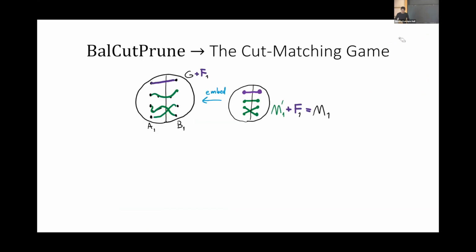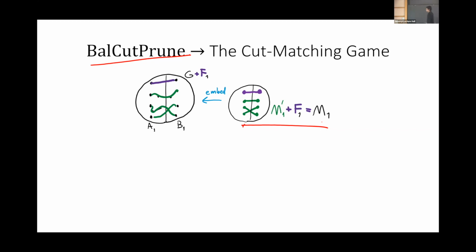So let's recap. We have this graph G, and we want to get balanced cut or prune. What we do is just implement a cut matching game. For each round, the cut matching game chooses the cut. When you choose a cut, you try to embed some flow, you try to send flow from the two sides. That gives you the embedding of the matching.